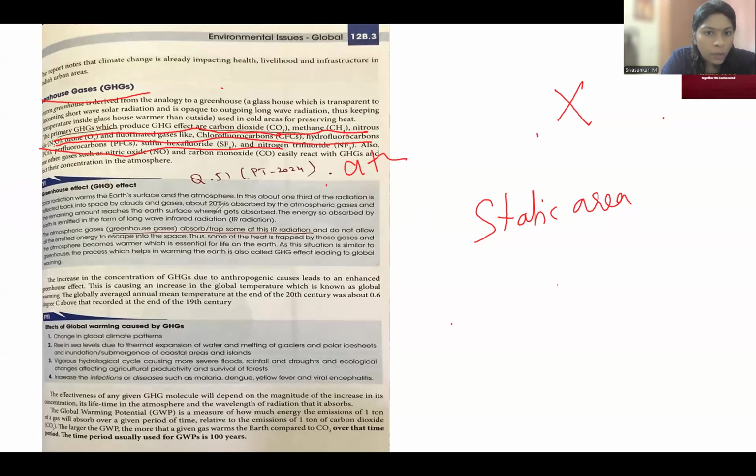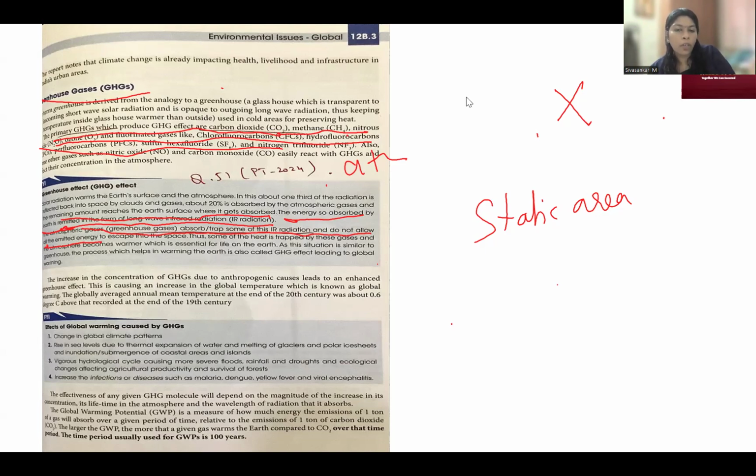And you can see this: the amount that reaches the surface gets absorbed, and the energy so absorbed by the Earth is re-emitted in the form of long wave IR radiation. The atmospheric gases absorb or trap some of this IR radiation and do not allow it to escape into space, right? So this is how the GHG effect is explained here. It is given in the book.